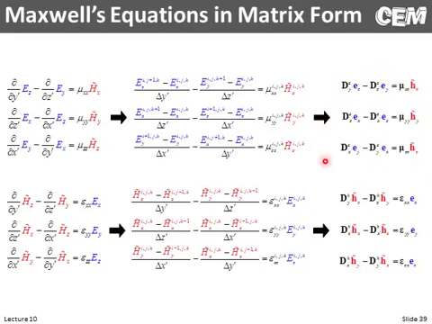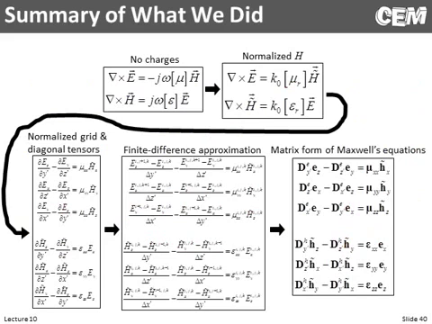So here are Maxwell's equations now in matrix form. And this is even a higher level summary of what we did from the start of the course. Well, the first thing we did was assume no charges. This was the second or third lecture, and for waves that's a good approximation. We normalized the magnetic field. We normalized the grid and assumed just diagonal tensors. We approximated derivatives with finite differences, and we put them in matrix form. So in one slide we've spanned many lectures now.